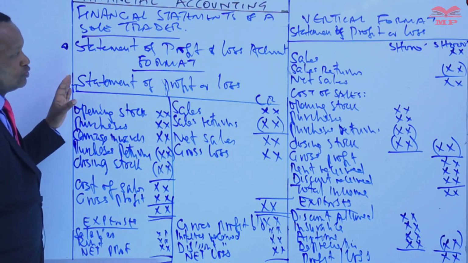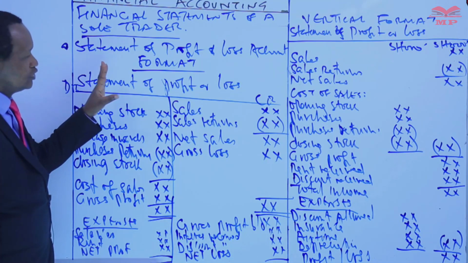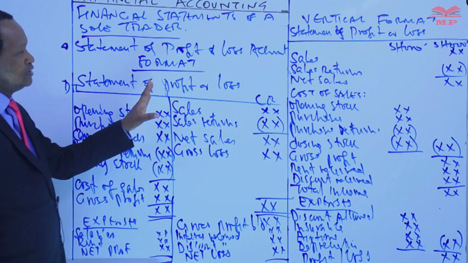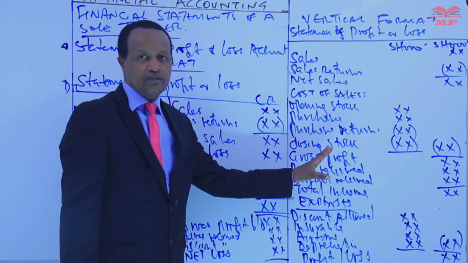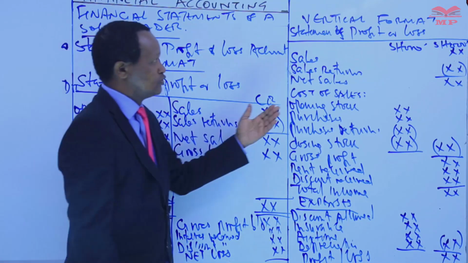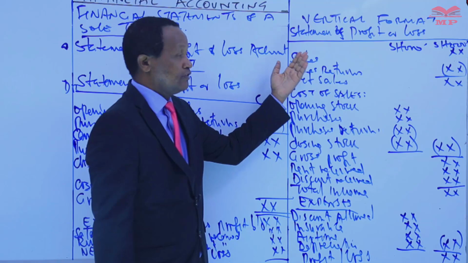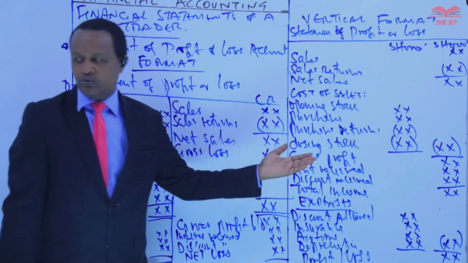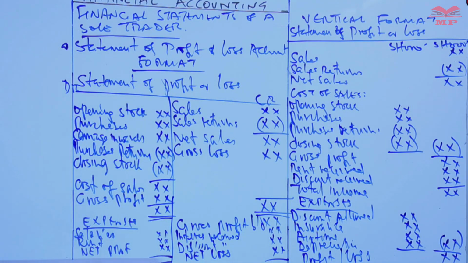There are two ways: the horizontal format and the vertical format. The horizontal format is a traditional format. Today, you are required to prepare your statement of profit or loss in a vertical format. Is that well understood? That is the format of a statement of profit or loss for a sole trader or a sole proprietor.